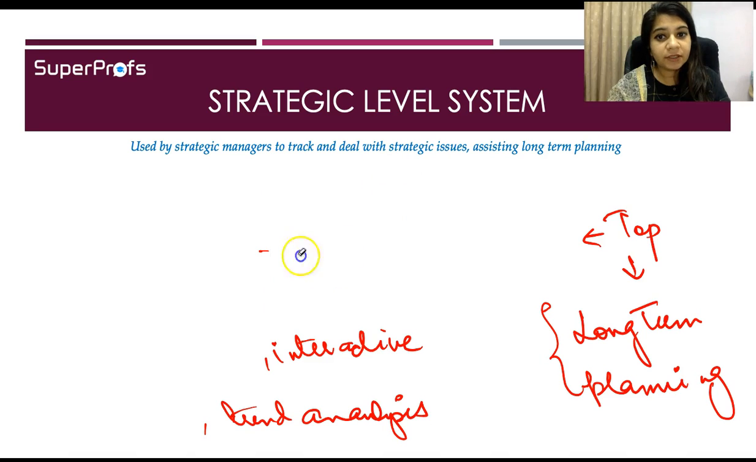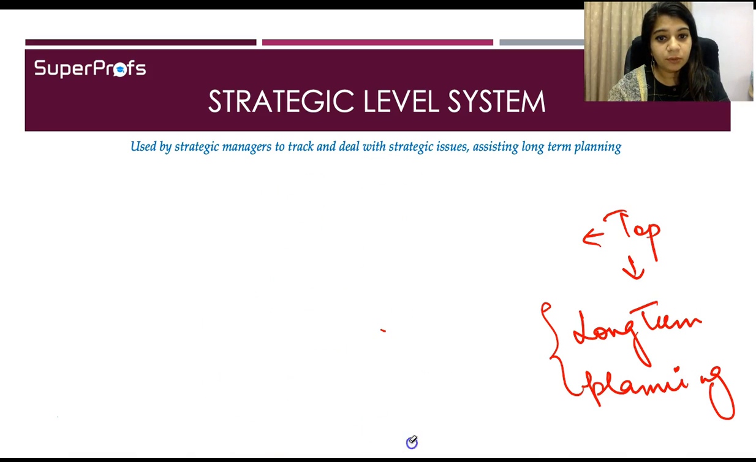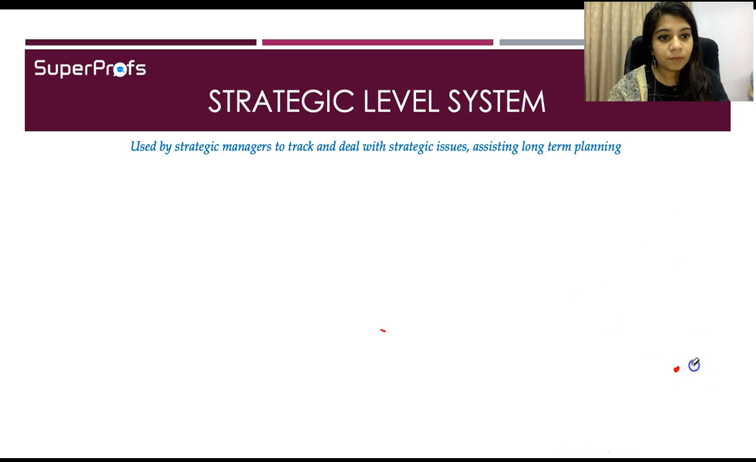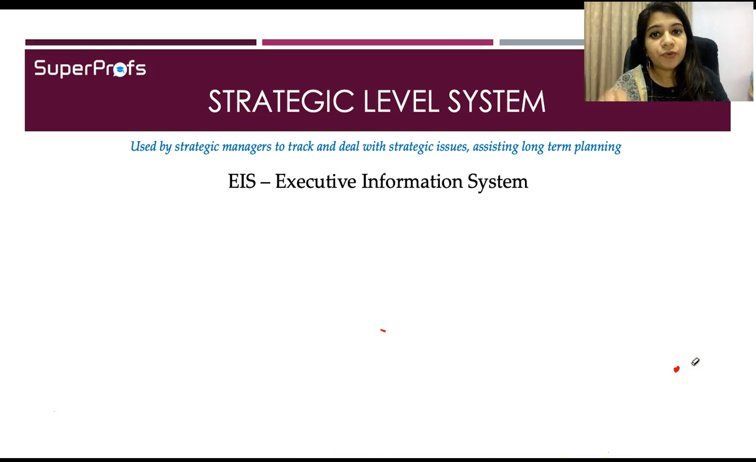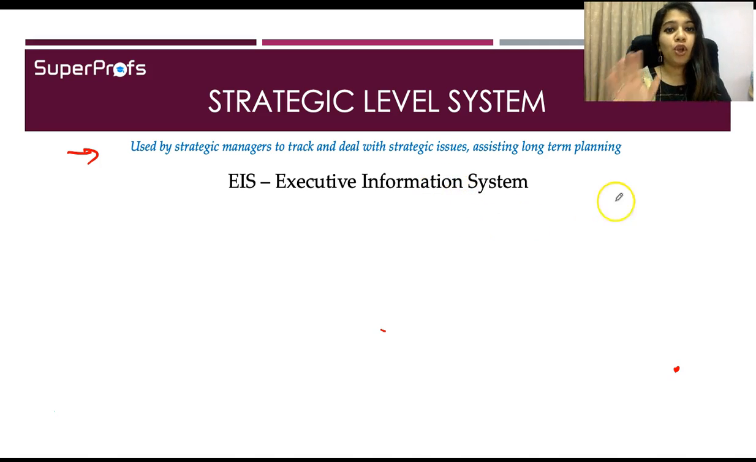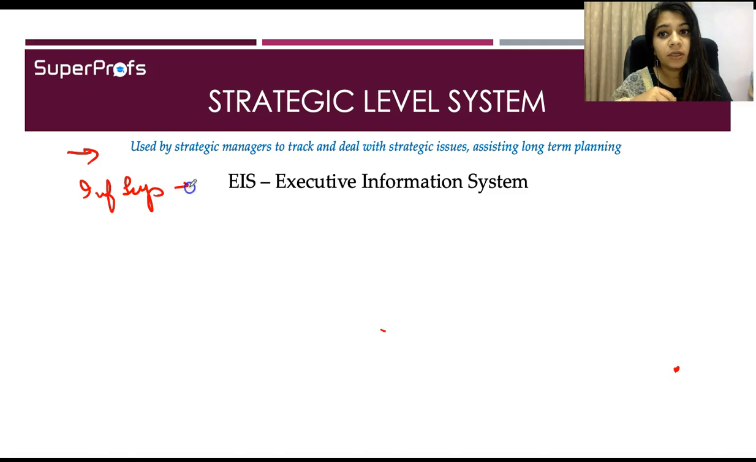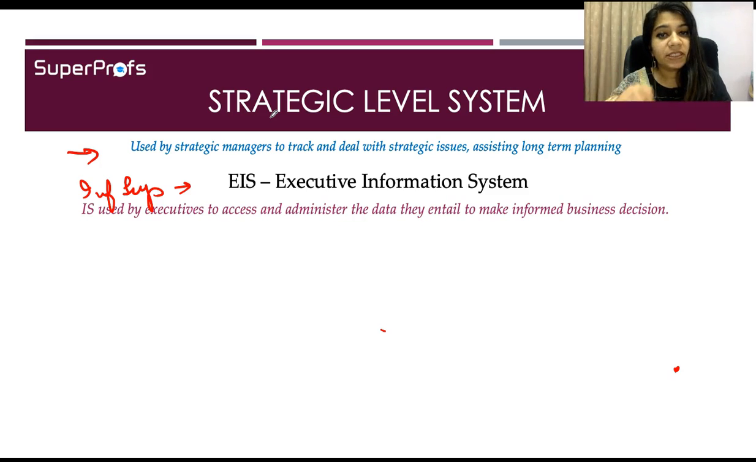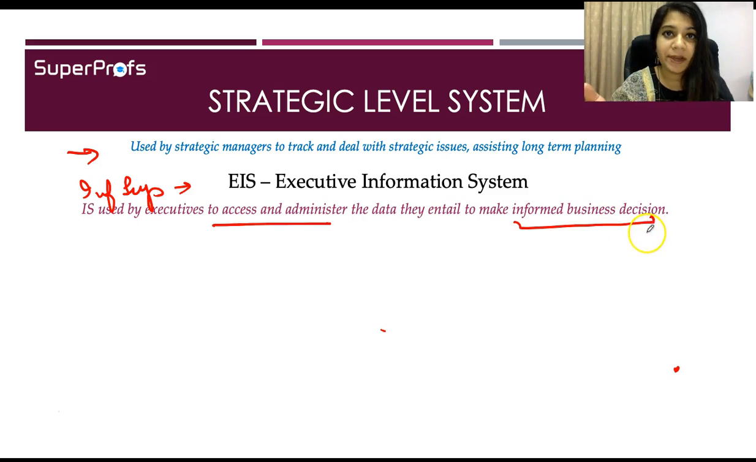So these are the different characteristics. We'll read them one by one now. First of all, the strategic level system is used by strategic managers to track and deal with strategic issues, assisting long term planning. And the information system used at this level is the executive information system. It is used by executives to access and administer the data they need to make informed business decisions for long-term planning.